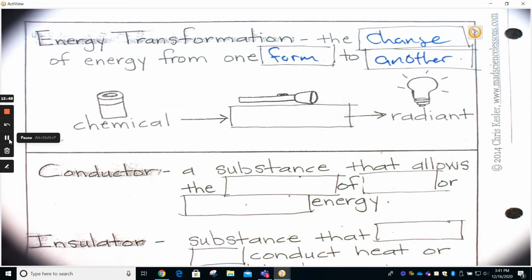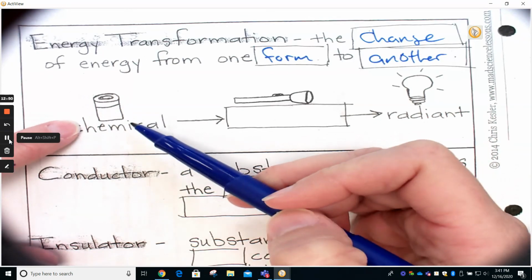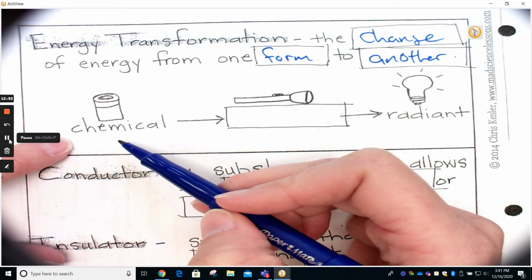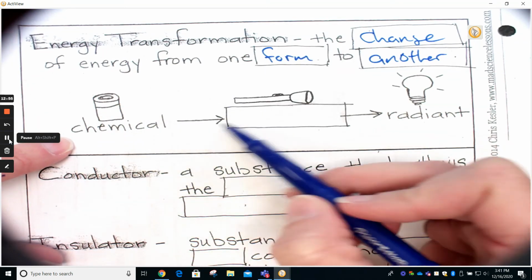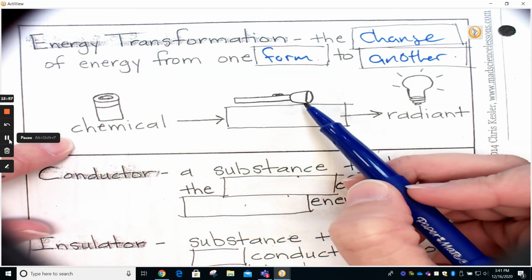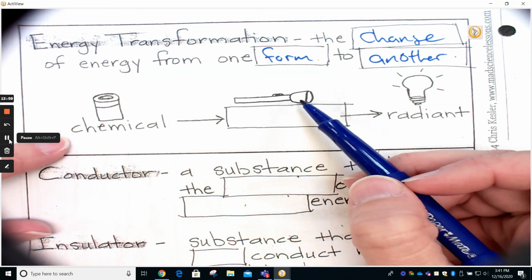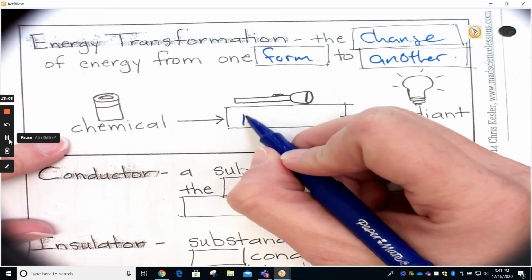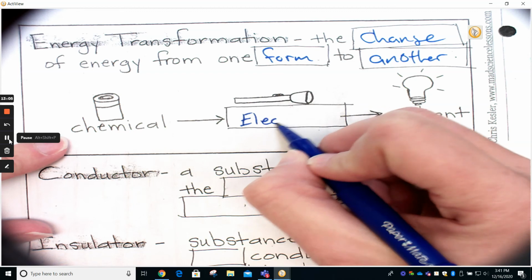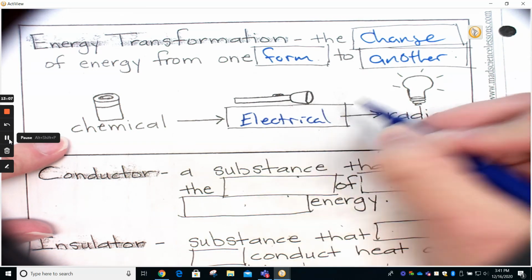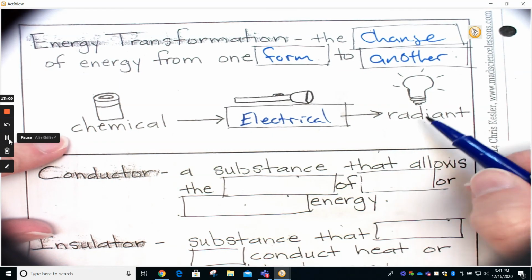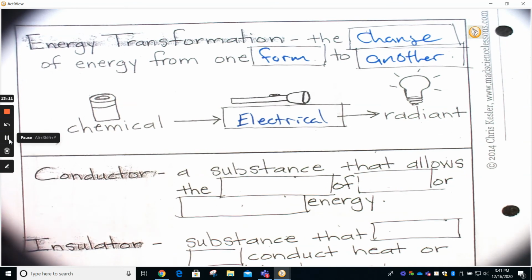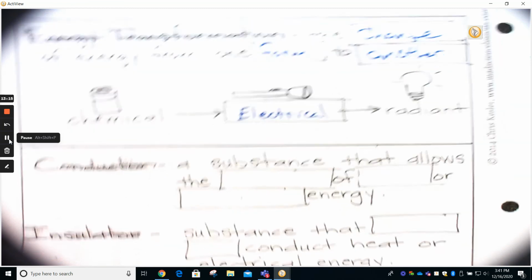I've got an example here. So this is a battery, and a battery has chemical energy, and a battery goes into a flashlight. What does that energy turn into in a flashlight? Do y'all know? The battery turns into electrical energy. And that electrical energy turns into radiant energy because when you turn the flashlight on, it gives off light, right? Okay, that's the energy transformation.